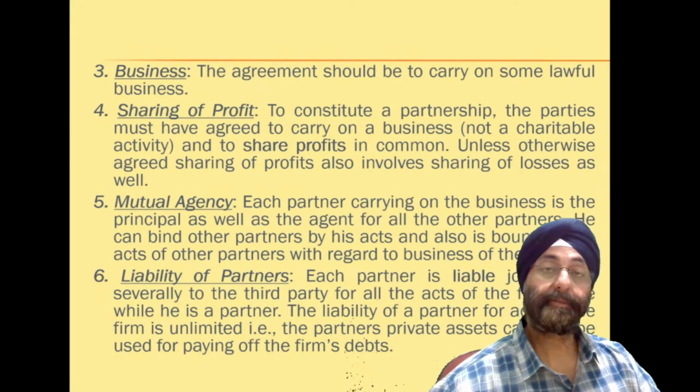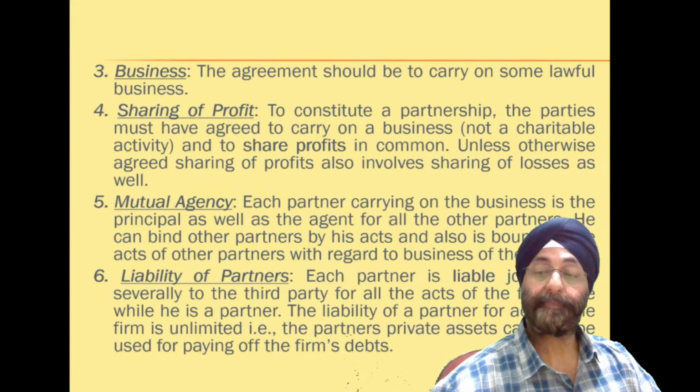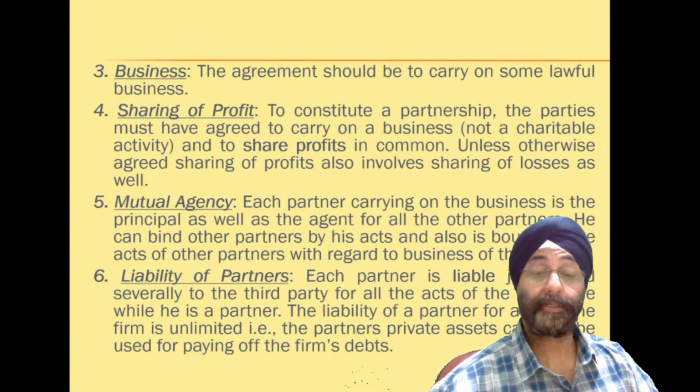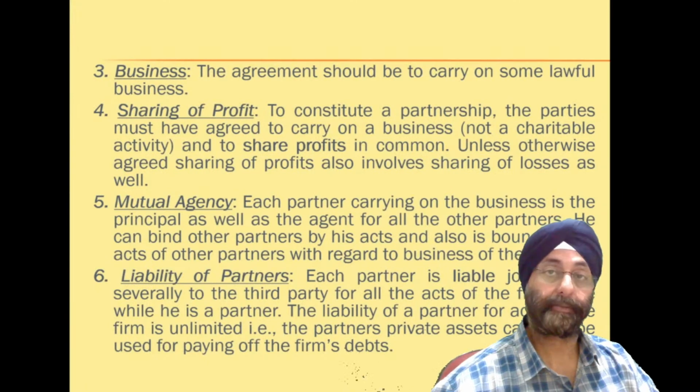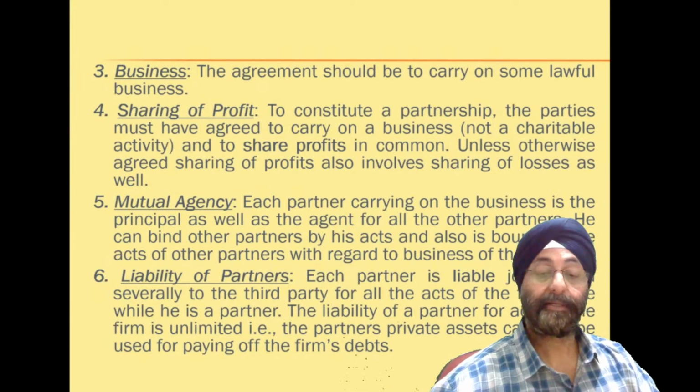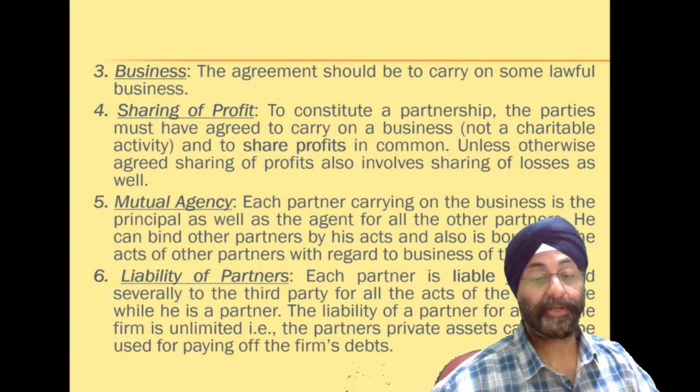Liability of the partners. Each partner is liable jointly and severally to third parties for all the acts of the firm done while he is a partner. The liability of the partner for acts of the firm is unlimited. The partner's private assets can also be used for paying off the firm's debt.